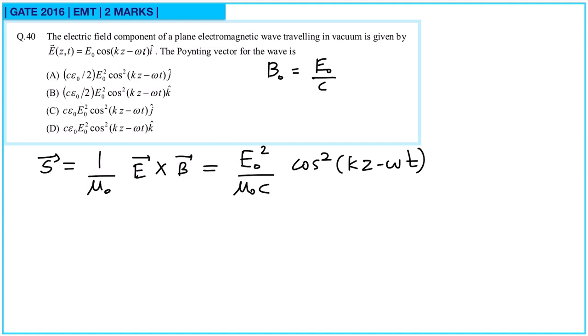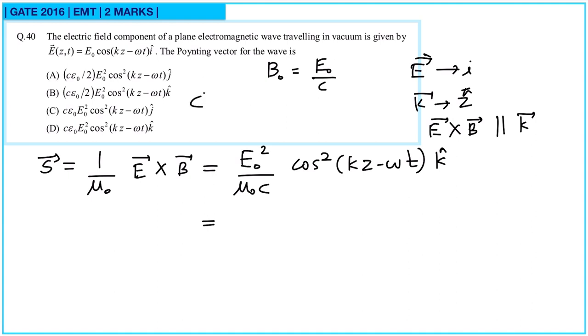Now this wave E bar is in I cap direction and K is in the Z direction, and E bar cross B bar should be in the direction of K bar. So that means B has to be in the Z cap direction. So I cap cross Z cap will be in the direction K cap.